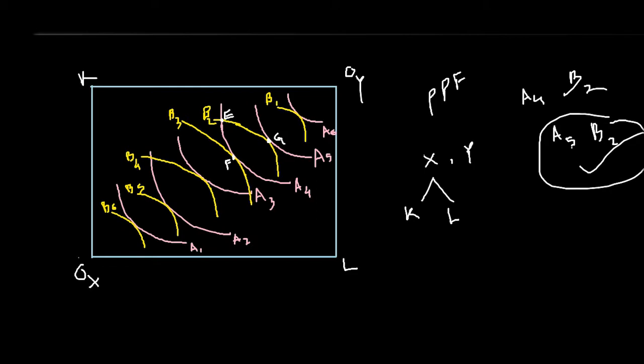Clear? Similarly, if we come to point F, the production of X will remain the same, but the production of Y will increase to B3. So there is an improvement in the production of Y though the production of X remains the same. That is why F is also a better position than point E.